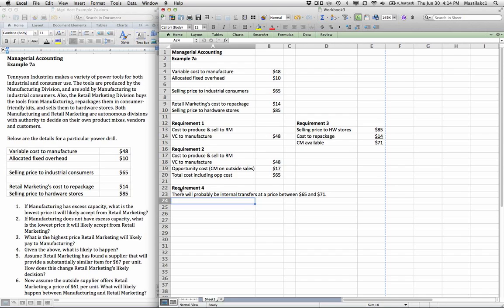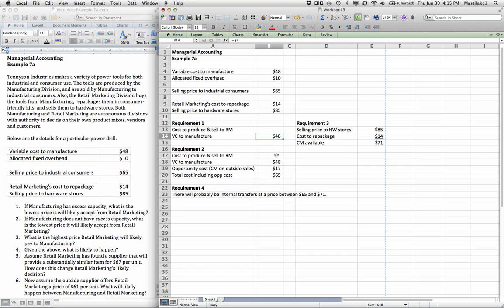Now, in theory, the bottom end of the range could go down to 48 when there's excess capacity and go back up to 65 when there's not. In practice, what's probably going to happen is manufacturing is not going to be real forthcoming with their information about whether they have spare capacity or not. And so they're probably just going to set a regular transfer price at 65. Since retail marketing, by and large, is still accepting a price of 65, then it'll probably be something like 65.